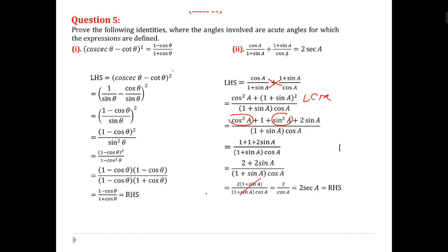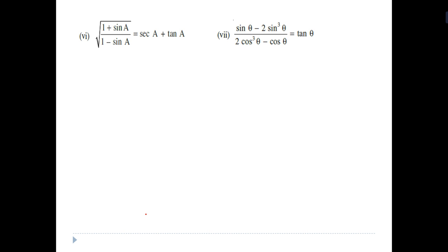We have to prove anyhow left hand side is equal to right hand side by using three identities and the relation of sine with cosec, cos with sec, tan with cot. Next sum.